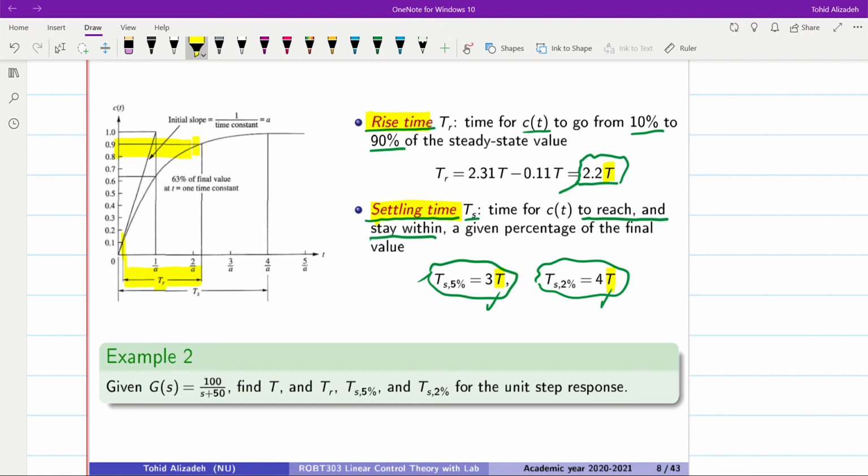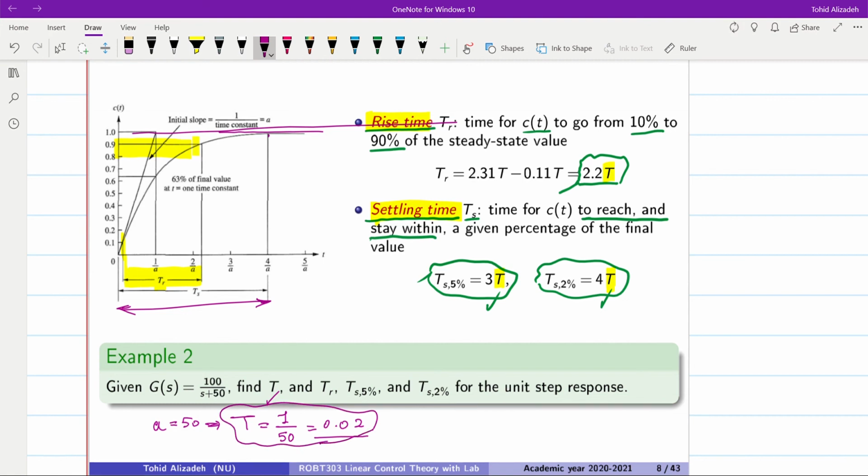So this is the rise time. And the settling time is when the response of the system reaches and stays within a given percentage. In this case, 2% settling time is considered, and this is the settling time. Here in this example, we have a system G(s) equal to 100 over s plus 50. We need to find T. I guess it's quite straightforward. So a is equal to 50, therefore T, the time constant, will be equal to 1 over 50, or 0.02.